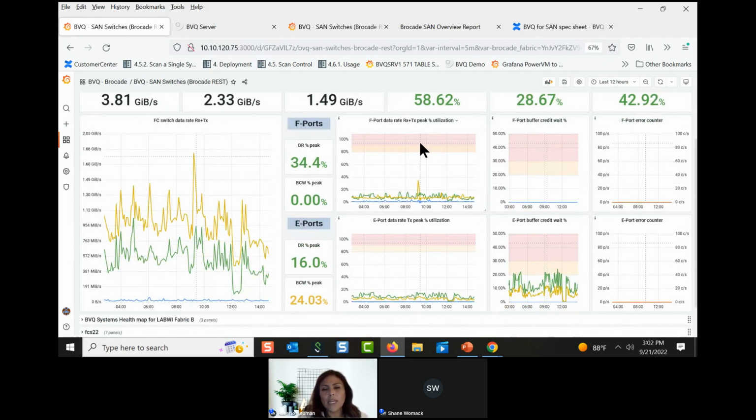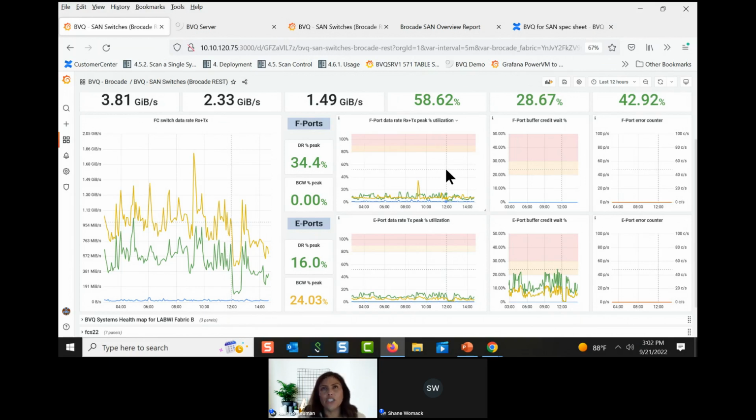The F port and E port peak data rate utilizations are shown here. We've included an area with color-coded yellow and red to show warning and critical areas so that you can easily identify when high workload peaks are happening in the specific data rate. Then we have also included in this dashboard a report on buffer credit waits for the F ports and E ports, as well as error counters.